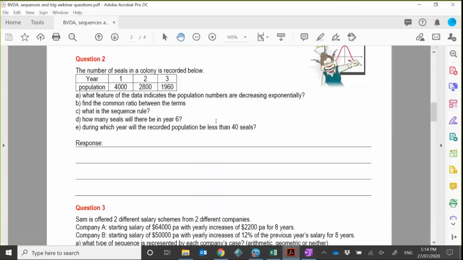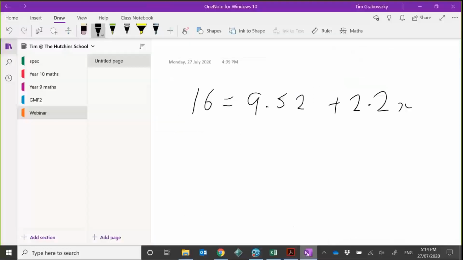All right, we've done part B. Part C, what is the sequence rule? Now, if you have a look on your formula sheet, the sequence rule is Tn equals A times R to the power of n minus 1. That is your geometric sequence rule. So remember, Tn is your nth term, A is your first term, R is your common ratio, n minus 1.